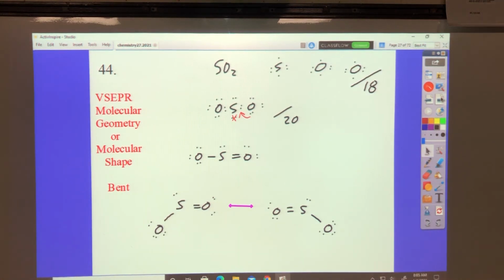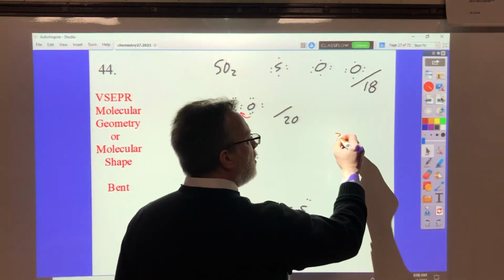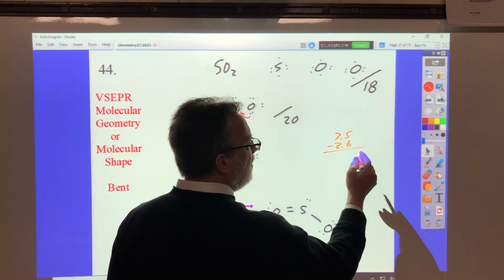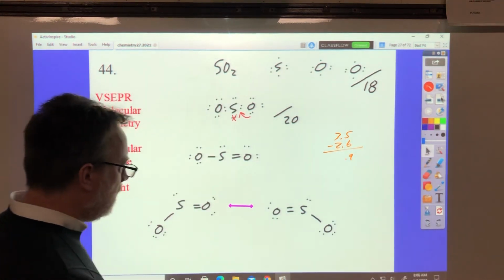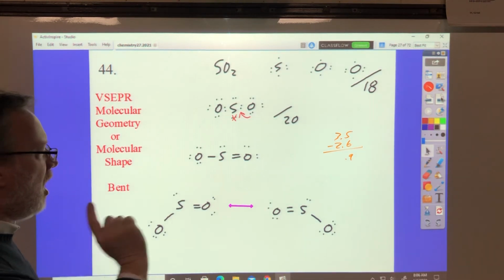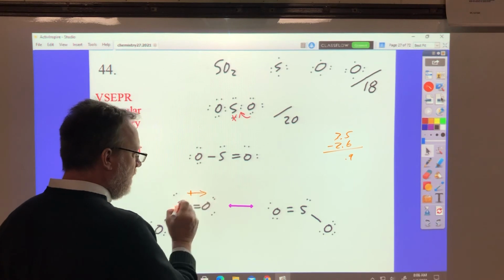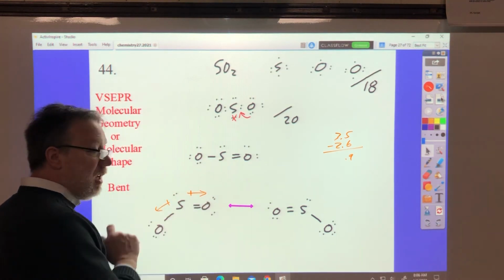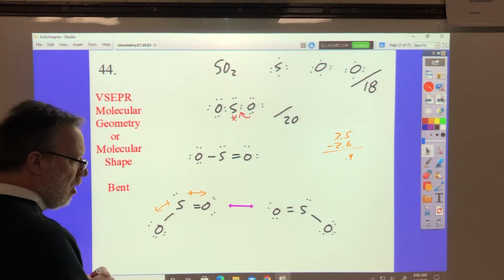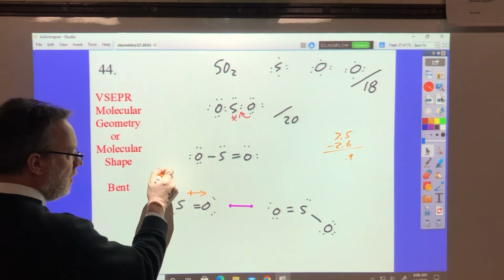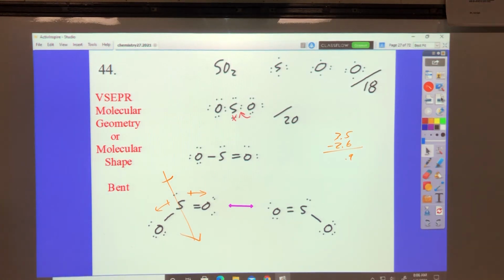So that is bent. And by the way, on this one, I'm looking at that table of electronegativities. Sulfur is about 2.6. Oxygen is about 3.5. So 3.5 minus 2.6 is roughly 0.9. That's polar towards oxygen, which means you've got a dipole this way and a dipole this way, and they don't cancel. So we're going to have an overall molecular dipole downward. So that molecule will be polar.